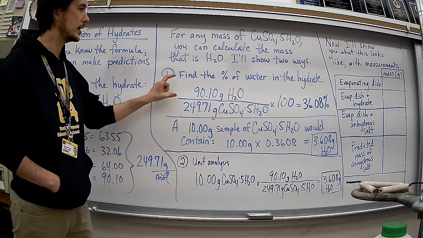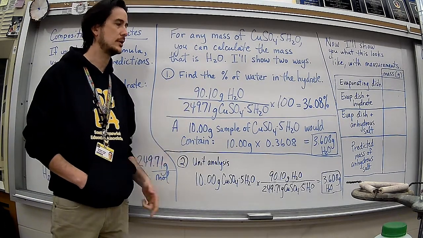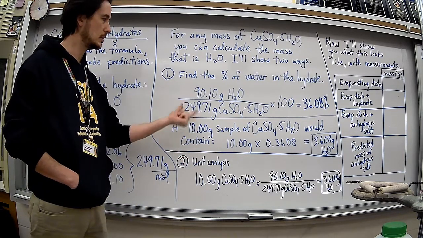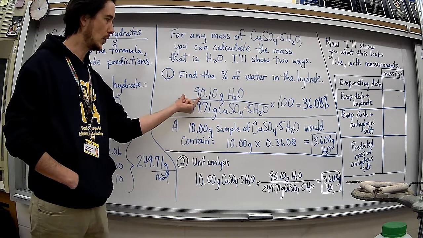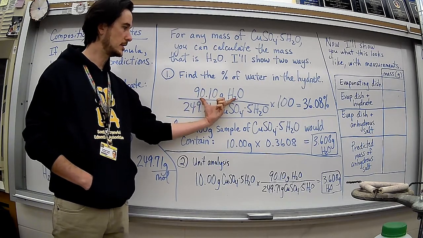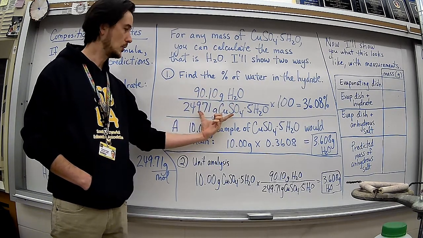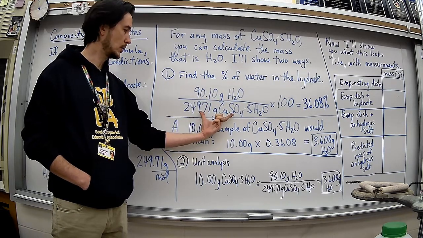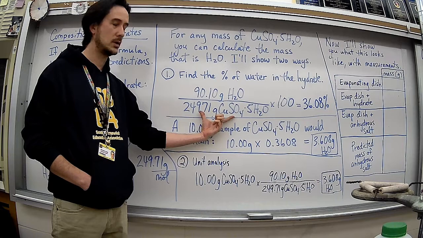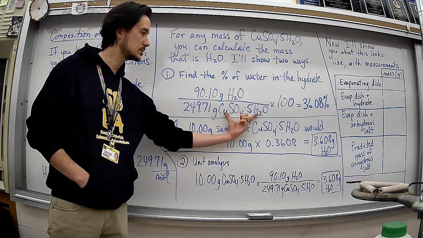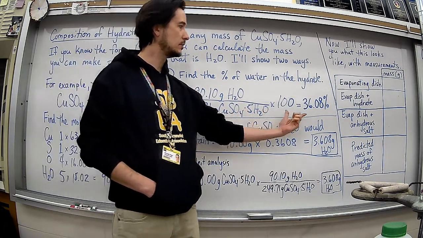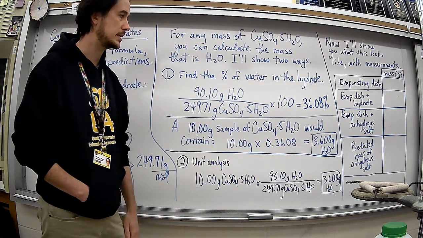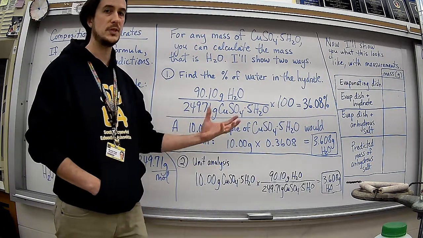So one way I noticed students like to find a percent composition. Right? So if we want the percent composition, it's the part divided by the whole, and the part here is 90.1 grams of water. The whole thing, and this is just for molar mass, the whole thing is 249.71 grams of this whole formula, times 100. We get about 36.08% water for this hydrate.